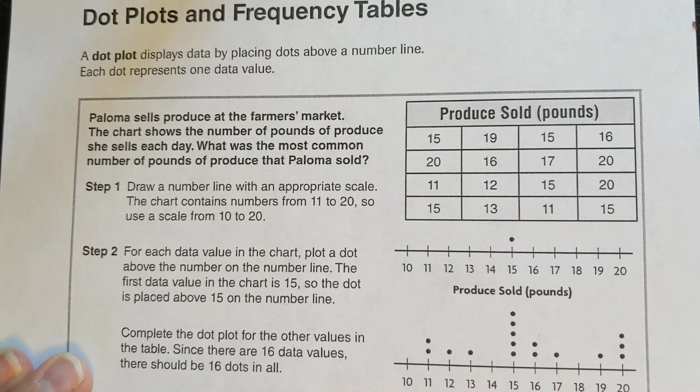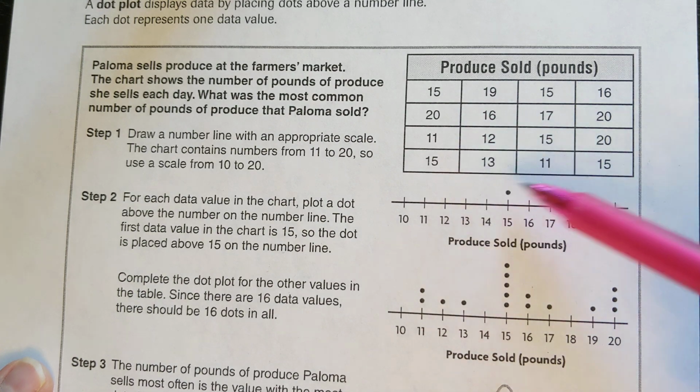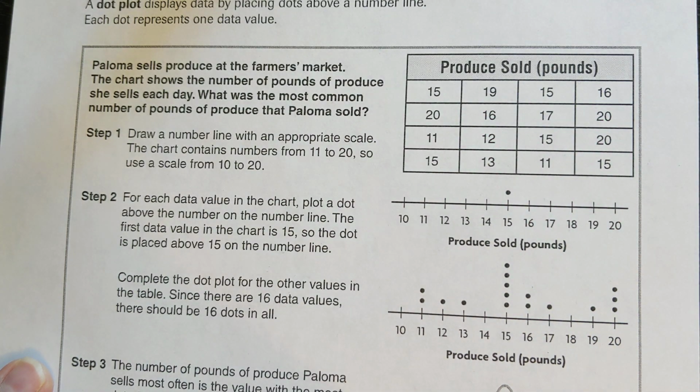And then the next thing they're going to do is step 2 here. For each data value in the chart, plot a dot above the number on the number line. The first data value in the chart is 15. So the dot is placed above 15 on the number line. So this was just the first step, okay? This next part is after we've added the other dots that were up here in the table, okay?